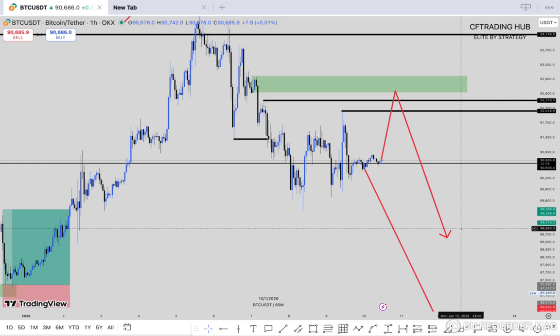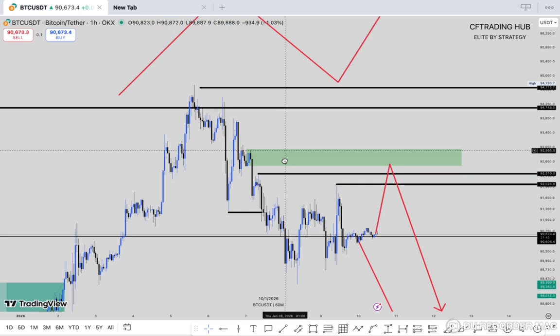If there is no particular block over there to tag into, that is just an external liquidity, or just a liquidity pocket that is not an inducement. Imagine this particular eye over here. This is just an external liquidity. This is just a buy side liquidity. This is not an inducement because there is nothing to tag over here.